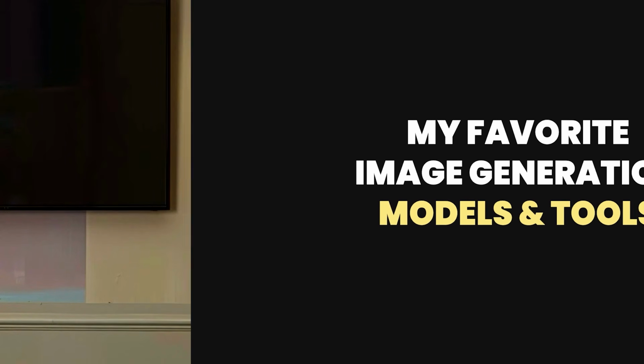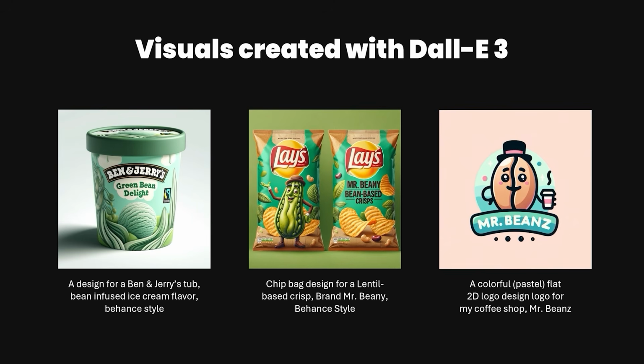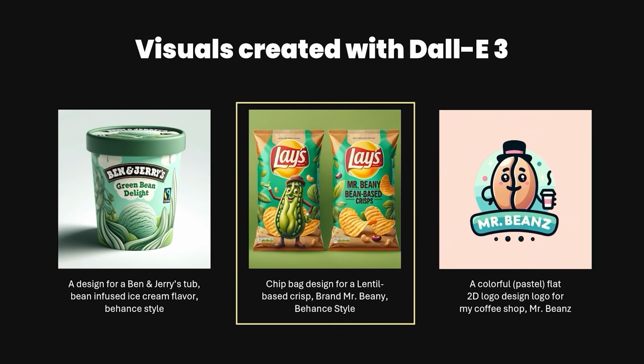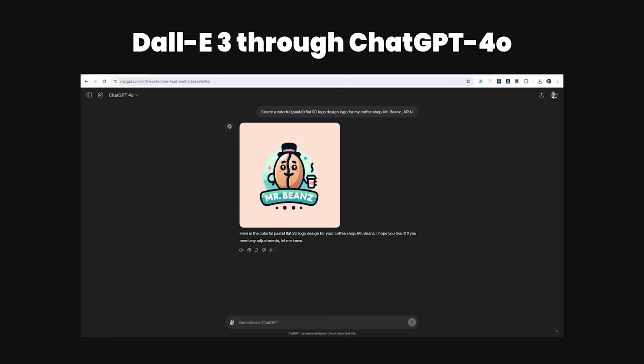In my opinion, DALL-E is very good in creating visuals which include logos and text. So if I want to mock up some of my product ideas, like a bean-infused ice cream, a bean-based crisp, or a logo for the Mr. Bean's coffee shop, I would go to ChatGPT and ask DALL-E for a design.